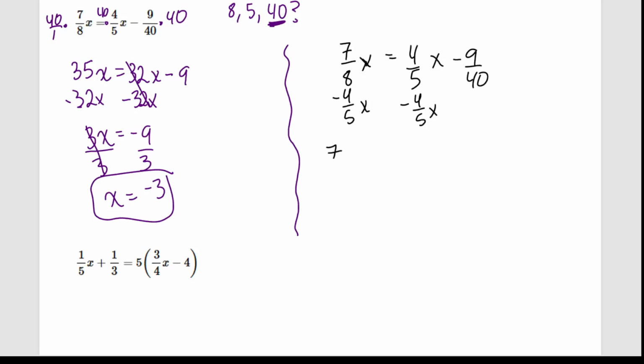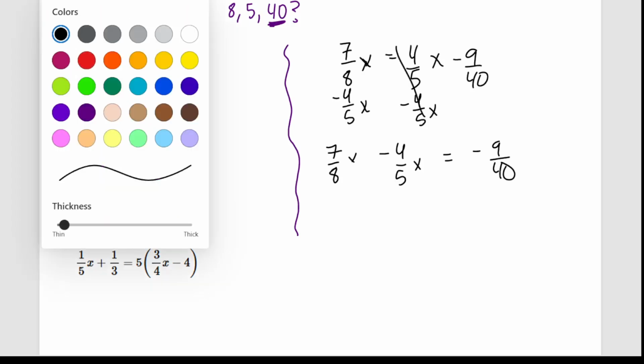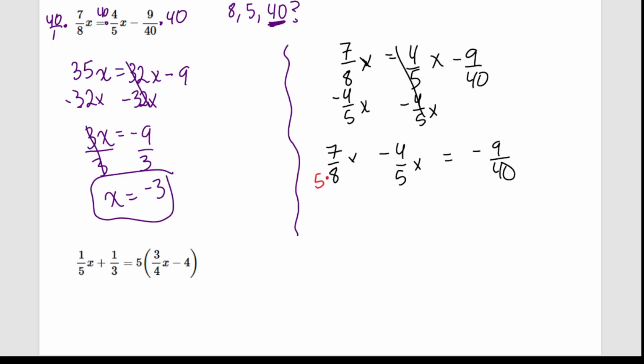Now if I'm going to be doing 7/8 x minus 4/5 x, just like when I normally deal with fractions, I'm going to have to make sure that these have a common denominator. So I'm going to have to multiply both the numerator and denominator by 5 for the 7/8 to make 40 their least common denominator. And then I will have to multiply both the numerator and denominator by 8 to make 40 their least common denominator. So then I'd have 35/40 x minus 32/40 x, which would end up with 3/40.